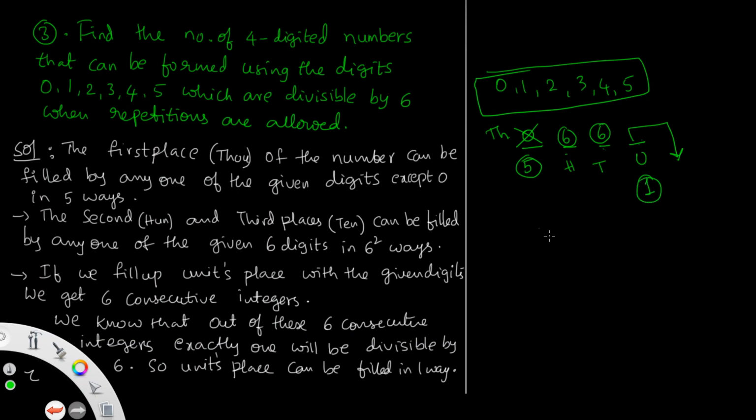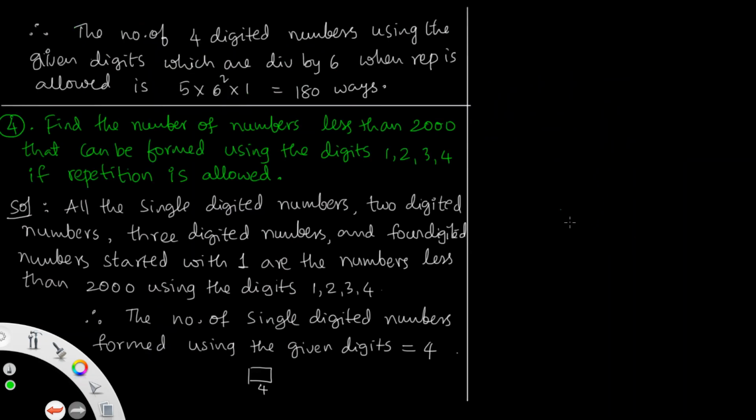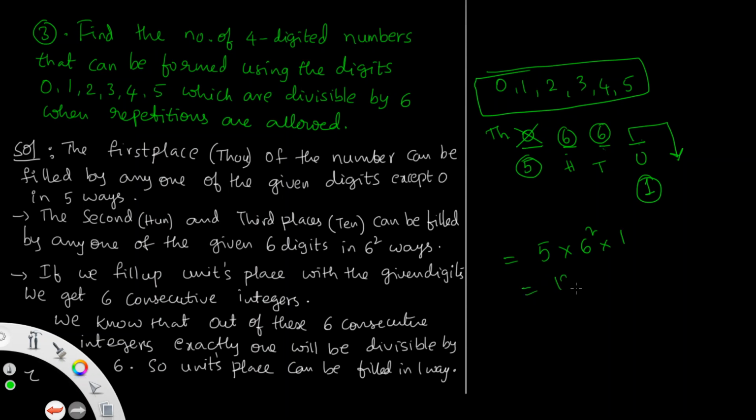So the total number of ways you can get is 5 into 6 square into 1. That is 36 into 5. That is the answer, 180 ways. That's all, this carries 180 ways. So the question given is: find the number of 4-digit numbers that can be formed using the digits 0, 1, 2, 3, 4, 5 which are divisible by 6 when repetitions are allowed.